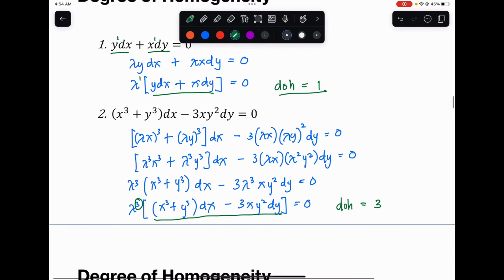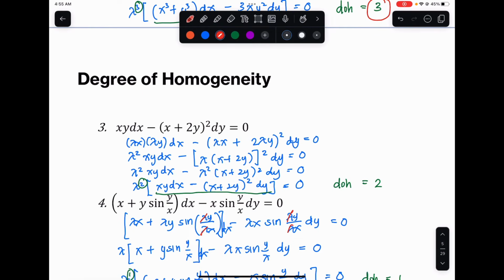In this case, number 2, there are 3 terms involved. So this is x cubed, y cubed, and then the 3xy squared. So x cubed has a power of 3. Y cubed has a power of 3. In this case, there are 2 variables. So x has a power of 1 and then y has a power of 3. But if we add the 2, that makes it 3. So the total degree for each given term is 3. So that's its degree of homogeneity is 3.